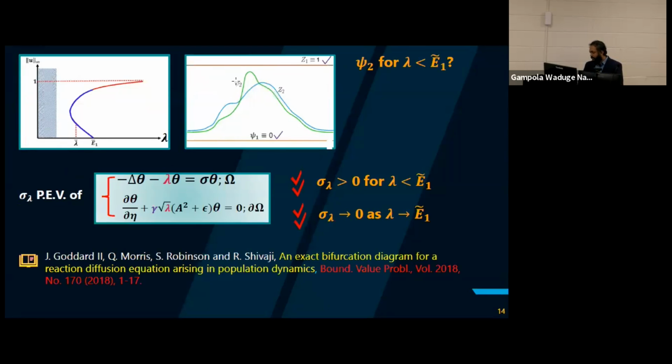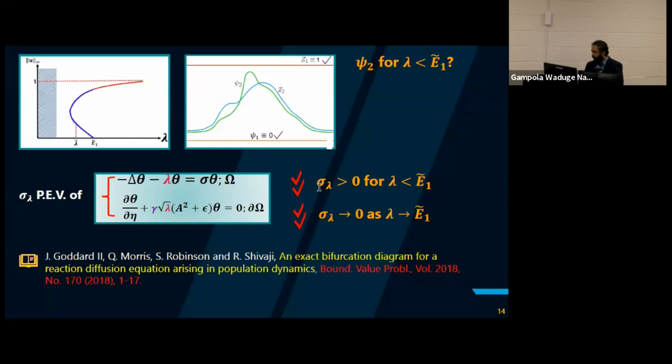And now I'm going to construct a strict sub-solution in between those two sub and super solutions. Okay. To construct my strict subsolution psi2, by the way, I'm constructing that subsolution for lambda less than E1 tilde. To construct that subsolution for a fixed lambda, I'm going to take sigma lambda to be the principal eigenvalue of this problem. And here are two interesting results that we can prove.